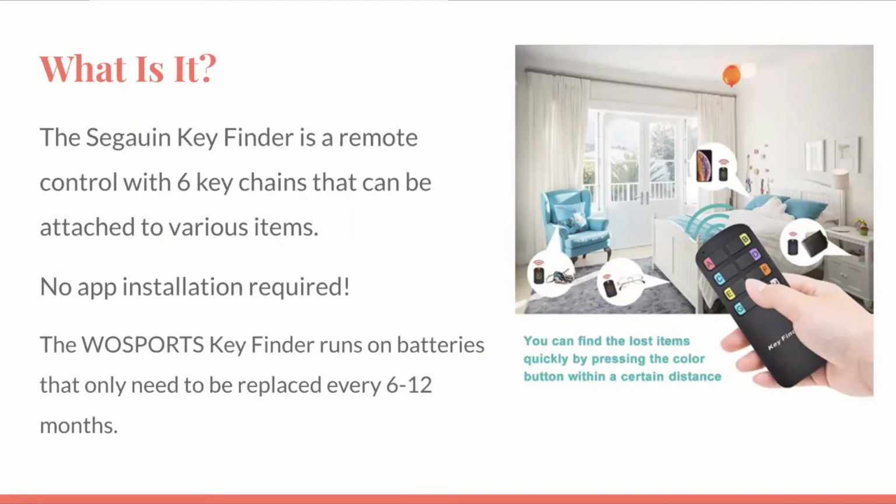Something about this particular device is that no app installation is required. And the WOW Sports Key Finder runs on batteries that only need to be replaced every 6 to 12 months. And this small graphic here shows that you can find lost items quickly by pressing the color button within a certain distance. So there's this remote control, and then you see that it is connected to these different items.